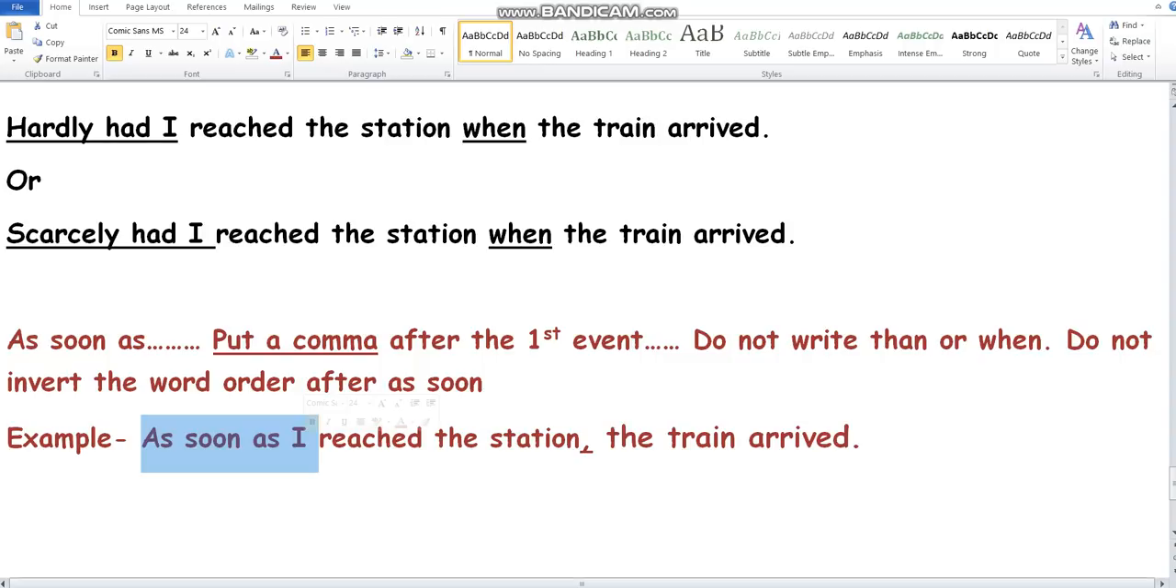Secondly, we do not invert the word order. We say I reached, and we do not say reached I. Okay, so no inversion of the word order. As soon as I reached the station, the train arrived. So the verb comes after the subject. Alright, the verb, I repeat, comes after the subject.